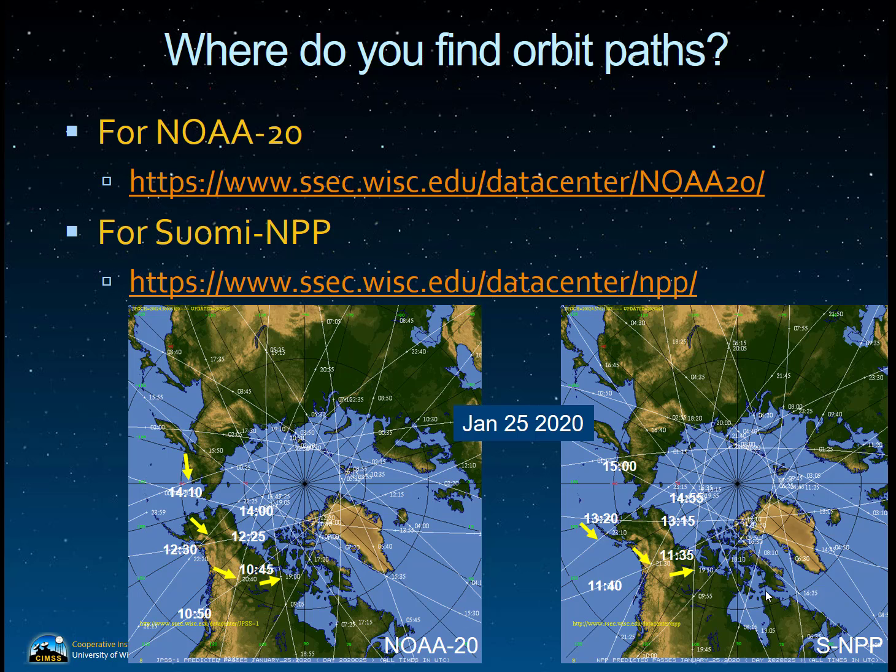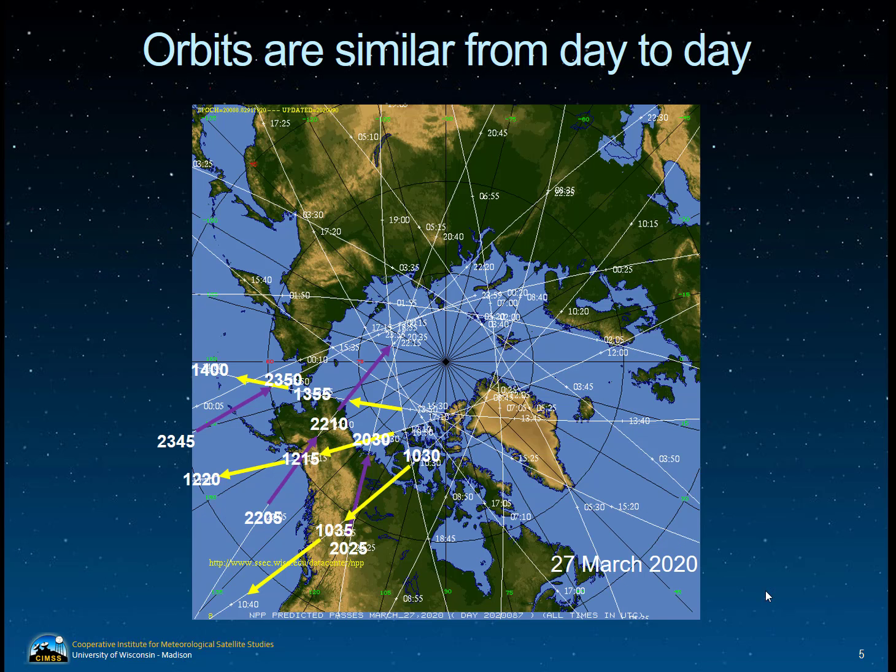The morning orbit, which descends from the pole toward the equator, starts somewhere just north of Greenland and then moves southward over Alaska or regions nearby. Here we have something for March 27th, and you see the same kind of thing. Morning orbits are descending, emerging from somewhere near Greenland and then spreading southward over Alaska. The afternoon orbits are ascending, and they converge toward a point north of Eurasia.